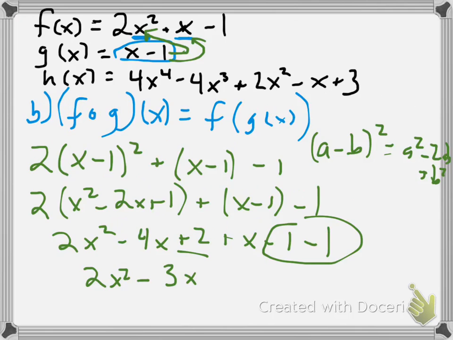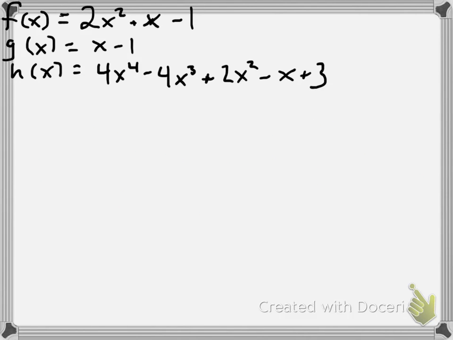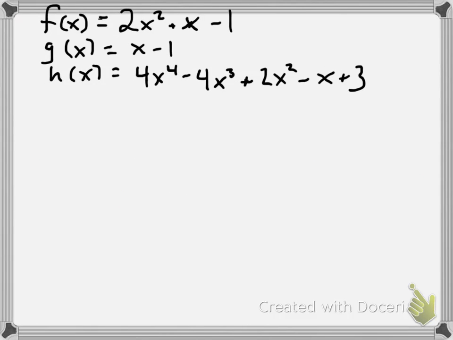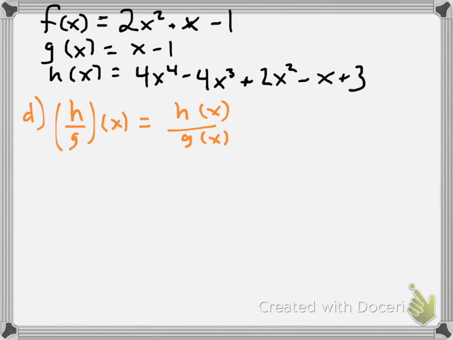Last part we're doing h divided by g, so let's finally get into our long division here. Part D, h divided by g of x. Again, this is just defined as h of x divided by g of x, and that means I'm going to have to put g of x into h of x, so this is going to require some long division.